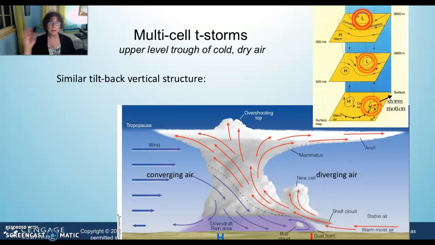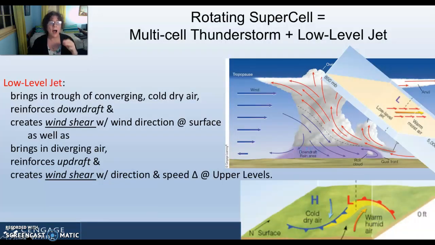And just to review, we have the setup for a lot of wind shear, and when it comes to a multi-cell thunderstorm, that wind shear becomes pretty dramatic, very dramatic. So we already have this cyclonic tilted back vertical structure. We already have a lot more wind shear in a supercell thunderstorm. Let's get into that a bit.